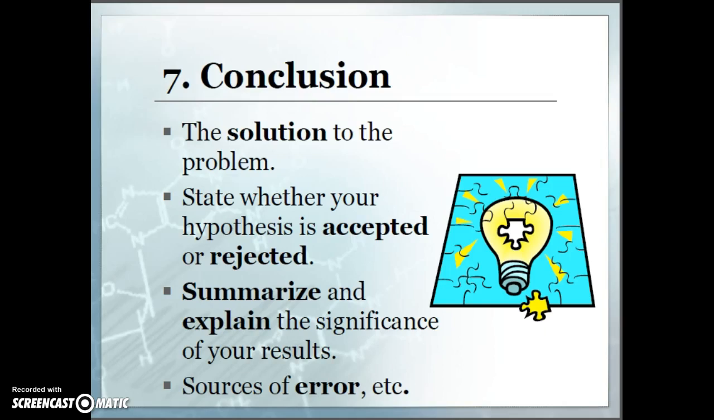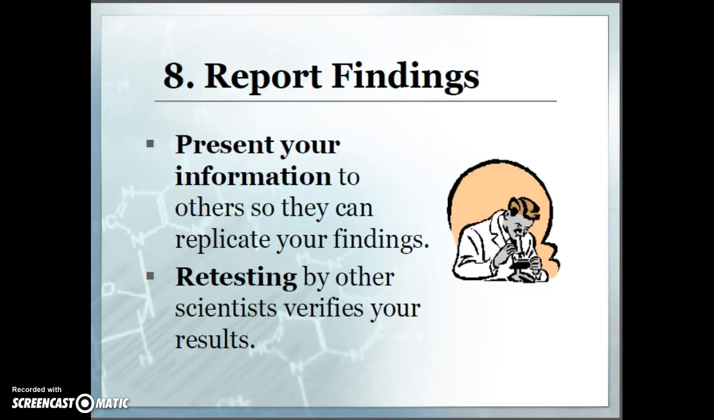Maybe a different person measured the plants every day instead of the same person measuring, which could be a source of error. And then we're going to report those findings. So if you make a lab report, if you publish your information in a journal, that's reporting your information. And you're putting it out there so that somebody else can retest that hypothesis and see if they verify your results or if they'd like to clarify results.